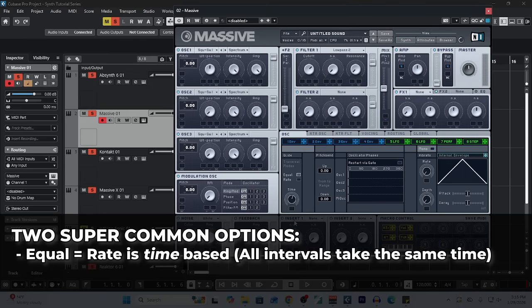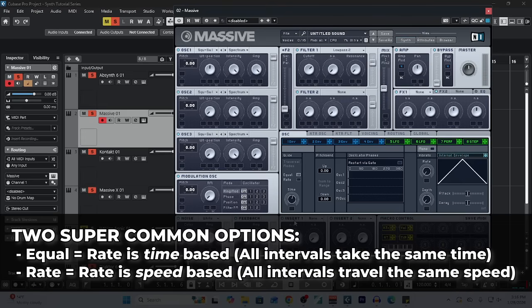This means that the speed of your portamento will have to be faster for larger leaps than smaller steps, because equal rate means that moving by an octave will take the same amount of time as moving by just a major third. See how that works? The other traditional mode, which here is called rate, sets your glide to be speed-based, not time-based, meaning that whether you're moving by a major third or an octave, your glide will move at the same speed. Naturally, this means larger leaps will require more time to glide than smaller intervals.